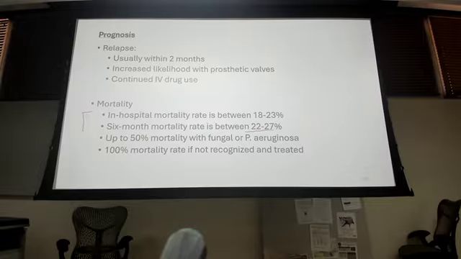The mortality rate is a little worse at 6 months. It's 50% mortality if they have fungal or pseudomonas infection, so you're thinking of your IV drug users, right? And then if you don't diagnose this and treat this quickly or early enough, then they run the risk of having 100% mortality. They will not spontaneously recover from this condition.